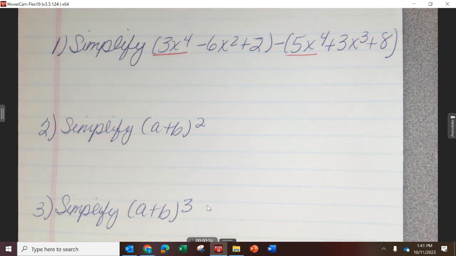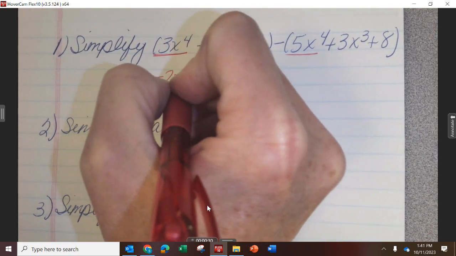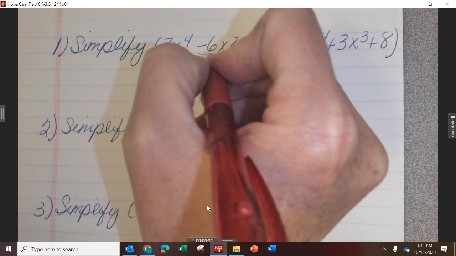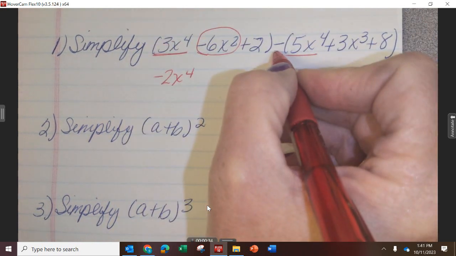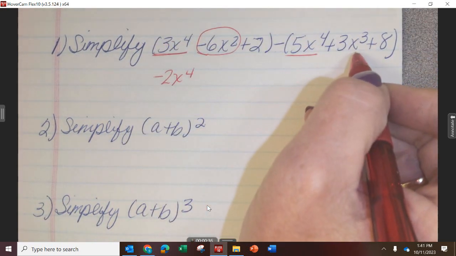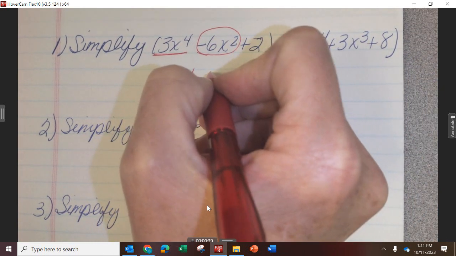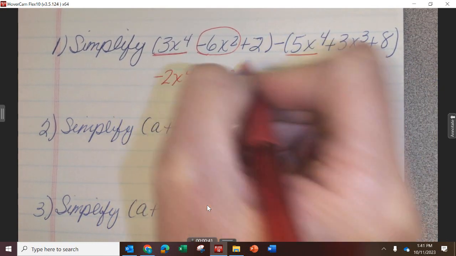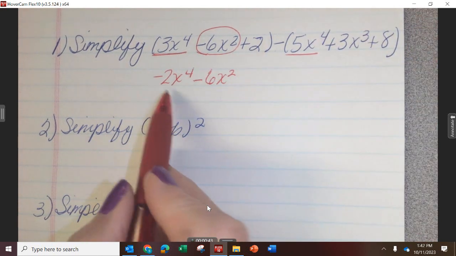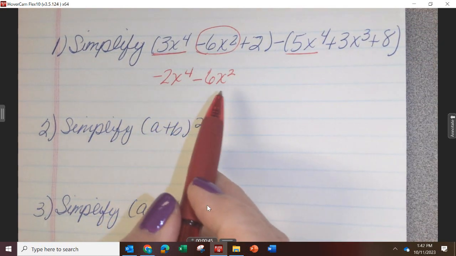What's that going to give us? Right, so that gives us negative 2x to the fourth. And then we're going to have to do negative 6x squared minus, well, we don't have any other like terms for that one. So that's just going to stay the same. Okay, now I really want to put this in descending order, but I'll do that later.